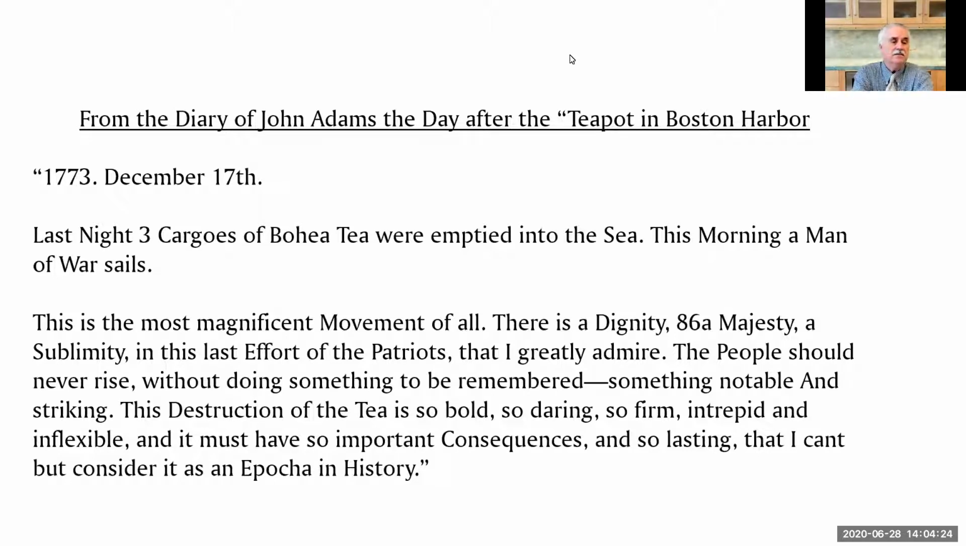He said, "Last night, 3 cargoes of Bohea tea were emptied into the sea. This morning, a man of war sails. This is the most magnificent movement of all. There's a dignity, a majesty, a sublimity in this last effort of the patriots that I greatly admire. The people should never rise without doing something to be remembered, something notable and striking. This destruction of the tea is so bold, so daring, so firm, intrepid, and inflexible, and it must have so important consequences and so lasting that I can't but consider it as an epoch or a turning point in history."